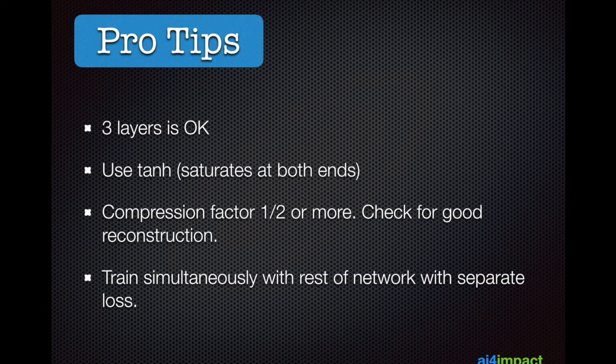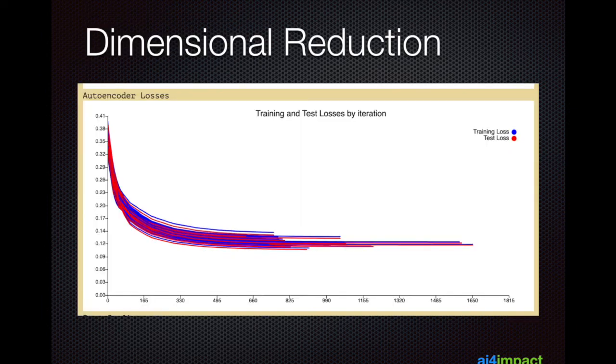When using an autoencoder, 3 layers is more than enough, and you want to use a tanh again because it saturates evenly at both ends. You also want to use a compression factor of half or even more. This means that there are half as many neurons or less in the middle bottleneck layer. Always check for good reconstruction. We train this subnetwork simultaneously with the rest of the network, but with a separate loss function. Here is a typical graph of the separate loss function that we track, and the goal is to get as small as possible a reconstruction error.